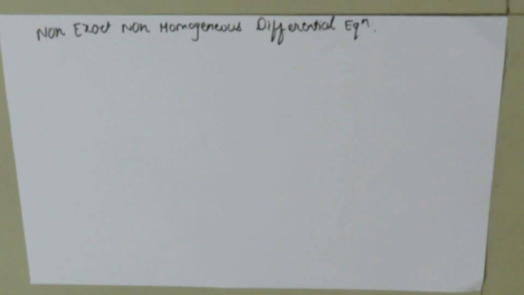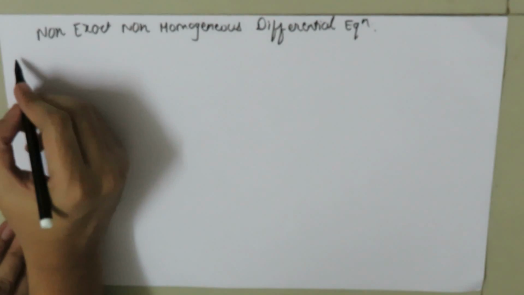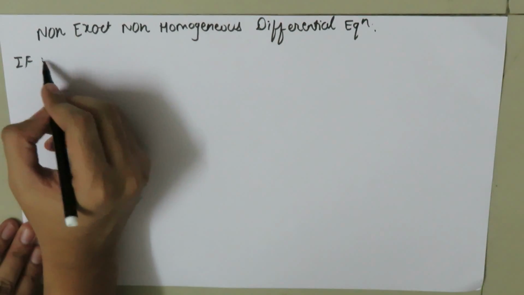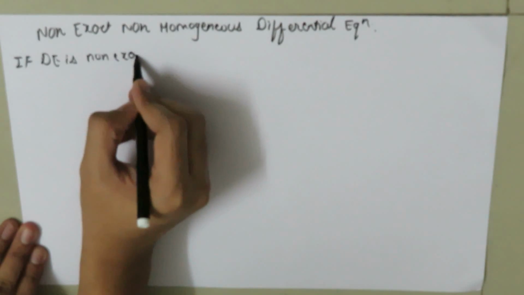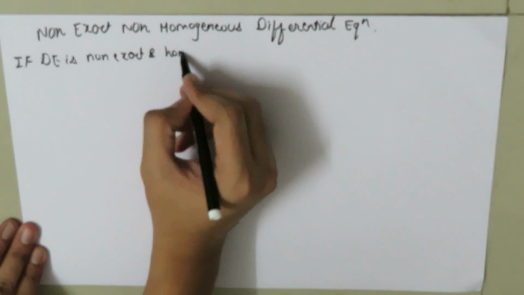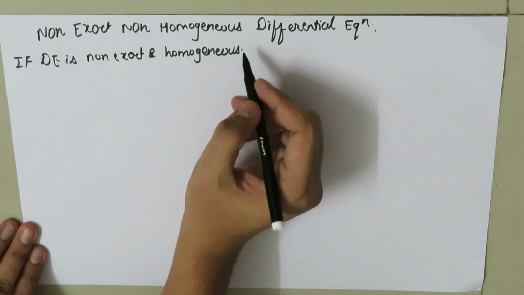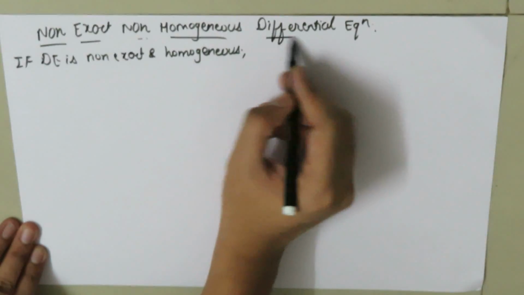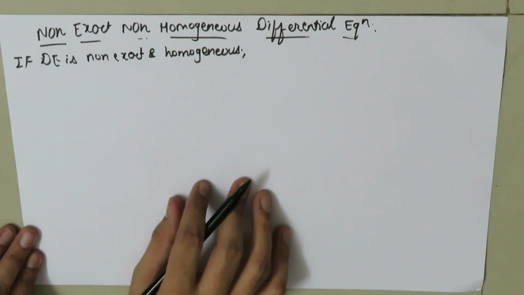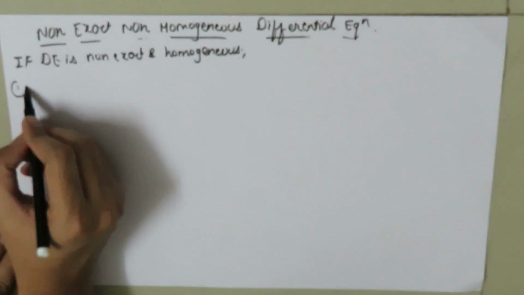Hi, and today we are going to study the concept of non-exact, non-homogeneous differential equations. In the previous video, we have seen how to find the integrating factor if the differential equation is non-exact and if it is homogeneous. But what if the differential equation is non-exact and non-homogeneous? So let's take an example.